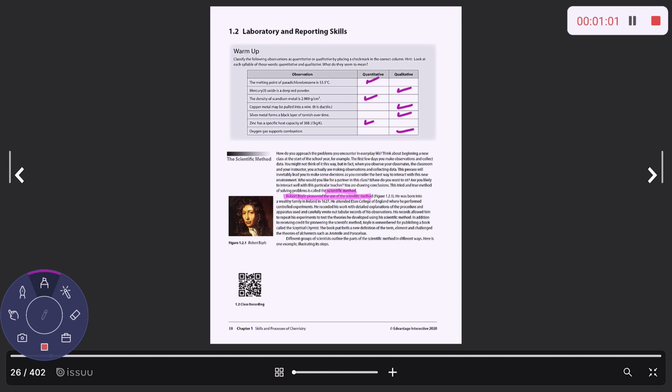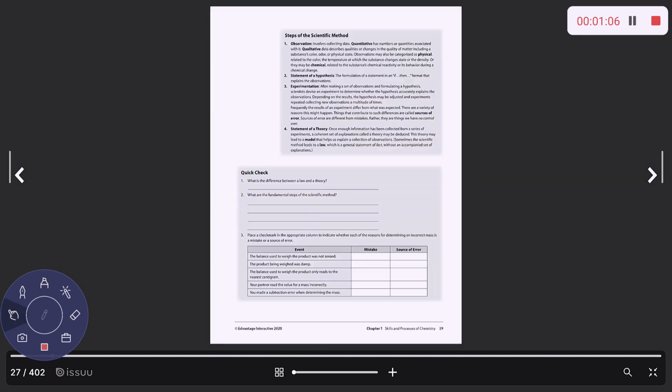Now, let's take a look at the next page. On the next page, they outline the different steps of scientific method. So these are things like observations, and then observations could be quantitative or qualitative, depending upon whether there's a number and a unit or not. Observations can also be categorized as physical, meaning related to color or the temperature of something, or maybe its density. Or they could be chemical observations, which are related to how it chemically reacts or behaves during chemical changes.